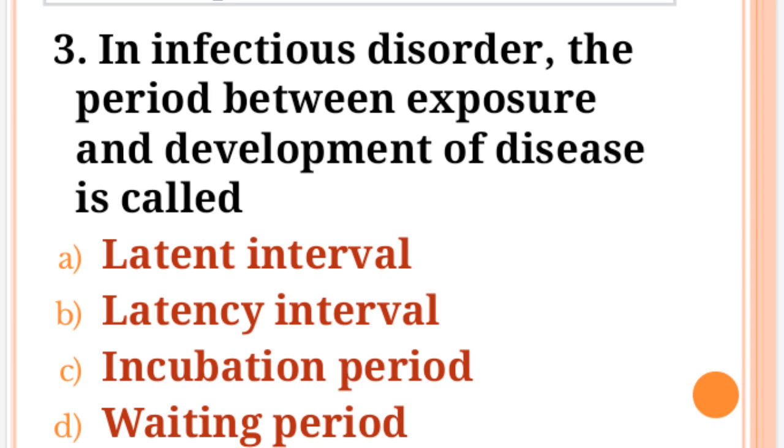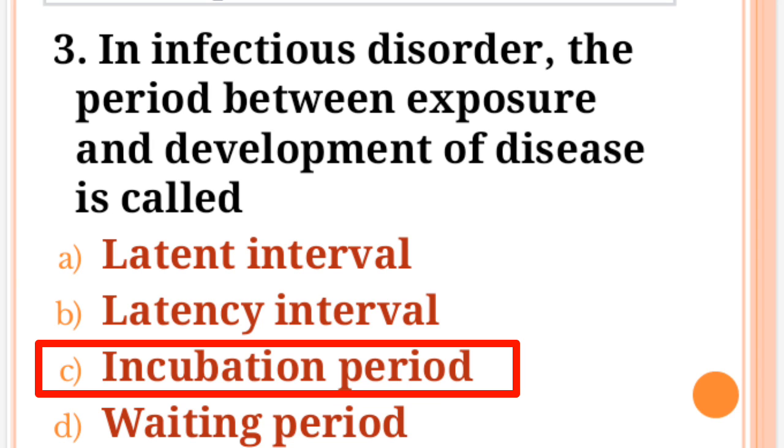Next question: In infectious disorder, the period between exposure and development of disease is called: Options: A. Latent interval, B. Latency interval, C. Incubation period, D. Waiting period. Answer is C. Incubation period. So incubation period is the period between exposure and development of a disease.